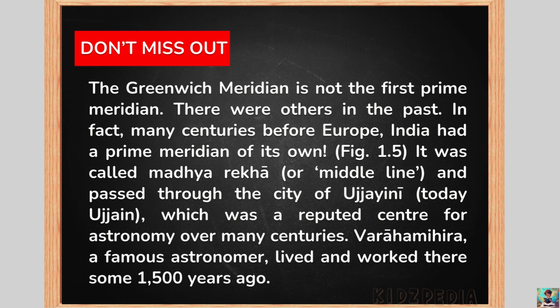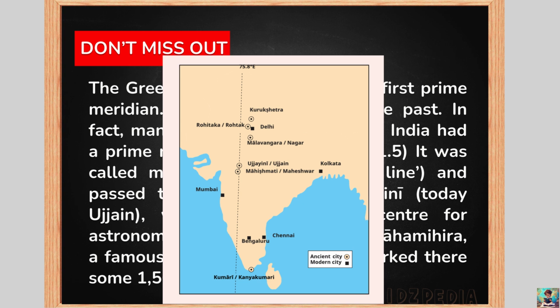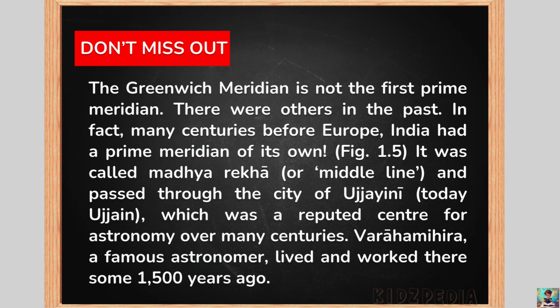Today, we use the Greenwich meridian as the prime meridian. But did you know Greenwich was not the first prime meridian in history? Long before Europe, ancient India had its own prime meridian. It was called Madhyareka, which means middle line in Sanskrit. This line passed through the city of Ujjaini, today known as Ujjain, in the state of Madhya Pradesh. Ujjain was a very important place for astronomy many centuries ago. A great Indian astronomer named Varahamihir lived and worked there around 1500 years ago. He and other scholars studied the sky, stars, using Ujjain as the center point.